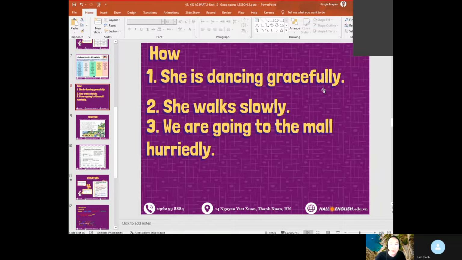Now, another clue, because we have ly, right, V? Our signal why the word gracefully becomes an adverb is because of the ly. So that is one of the signals that it is an adverb. Did you get it, V? Did you get this one?